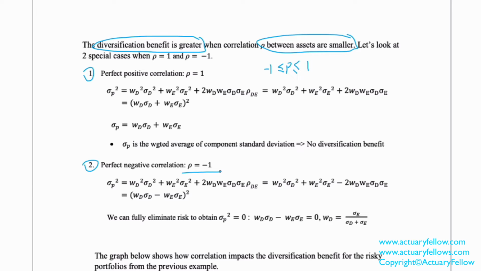For perfect positive correlation, the portfolio standard deviation is simplified to the weighted average of the component standard deviations. There is no diversification benefit at all. For the second case, perfectly negative correlation, if the weight in the debt fund is equal to the equity fund standard deviation over the standard deviation sum, we can get a portfolio variance equal to 0. Essentially, we can eliminate all the risk.